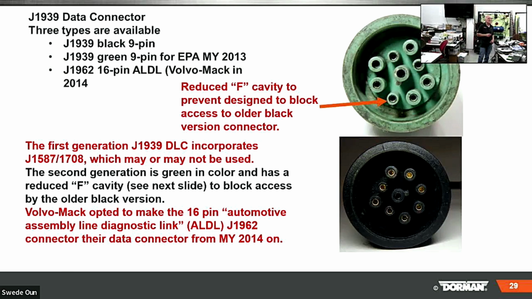We're talking about OBD here. Now, what happened, if you see, I put an arrow there. That one here has a reduced F cavity. On the next slide, I'll show you what the F is and everything. It's designed to block access to the older black version connector. The first generation, it'll make sense in a second here, J1939 incorporates the 1708, which may or may not be used, but you have access to it. The second generation is green in color, has a reduced F cavity, as you'll see on the next slide, to block access by the older black version.